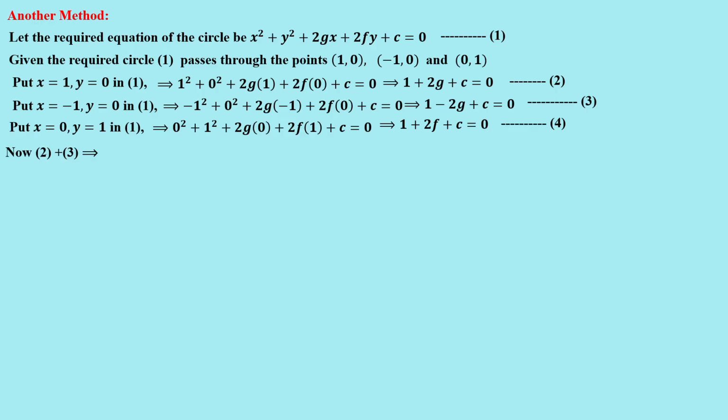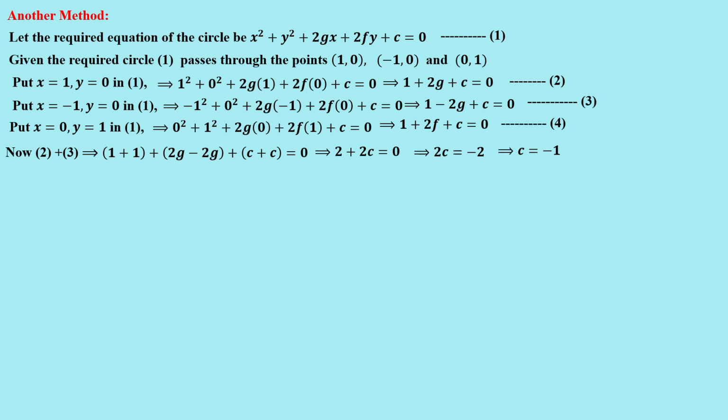Right? So first 2 plus 3, so adding 2 and 3, adding corresponding coefficients of the corresponding terms. So 1 plus 1, 2g minus 2g, plus c plus c. So 2g minus 2g gets cancelled. 2 plus 2c equal to 0. So c equal to minus 1.